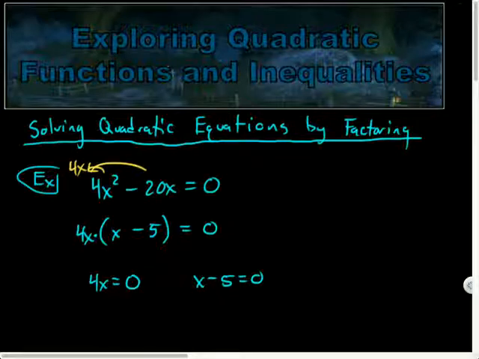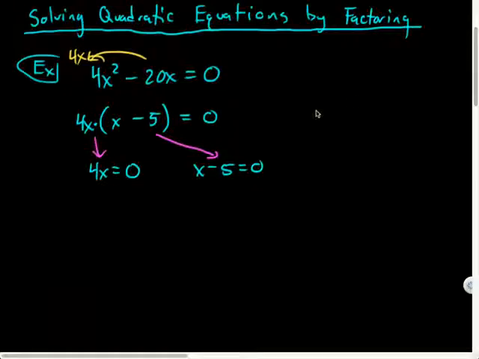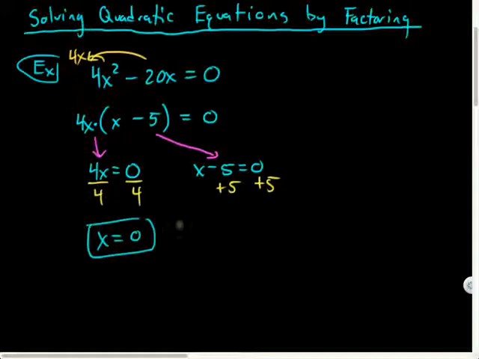If you really want, you could even draw little arrows where you break this up into two separate equations, kind of like when we were doing absolute value equations and inequalities. And now I just solve each of these separately. So divide by 4, add 5, and behold, solutions. They come out just like that, and I get two answers.